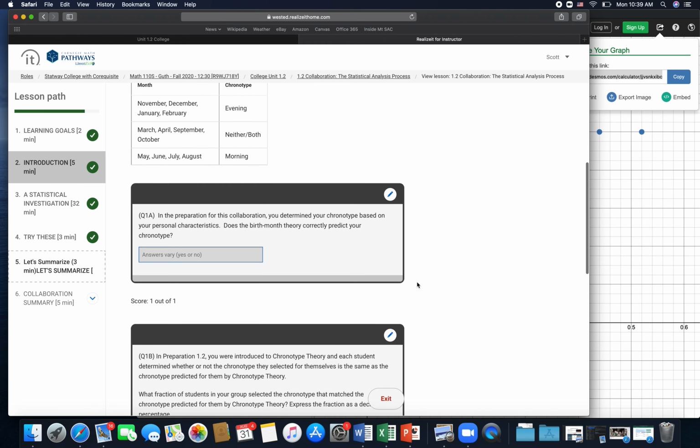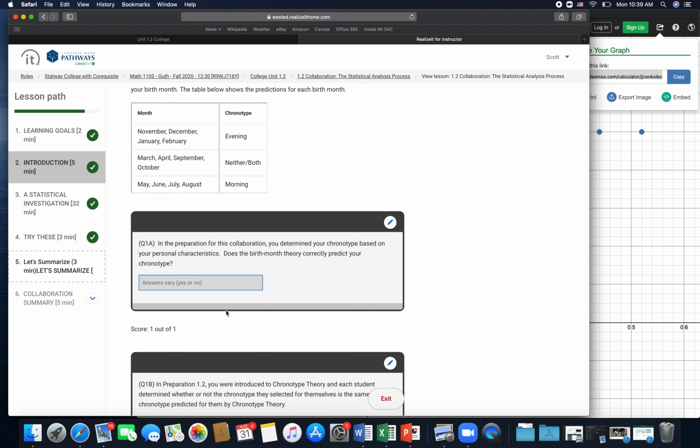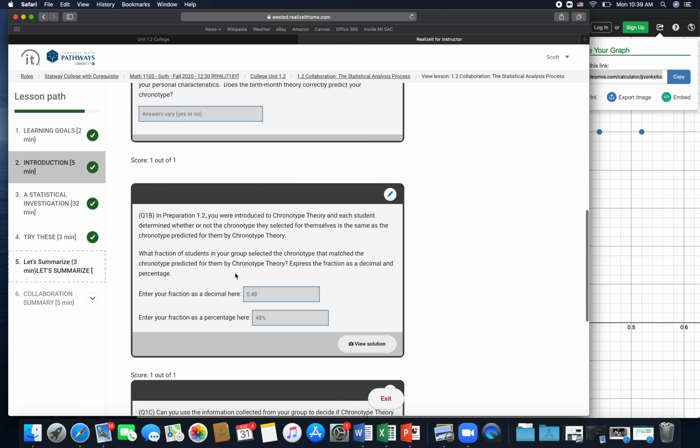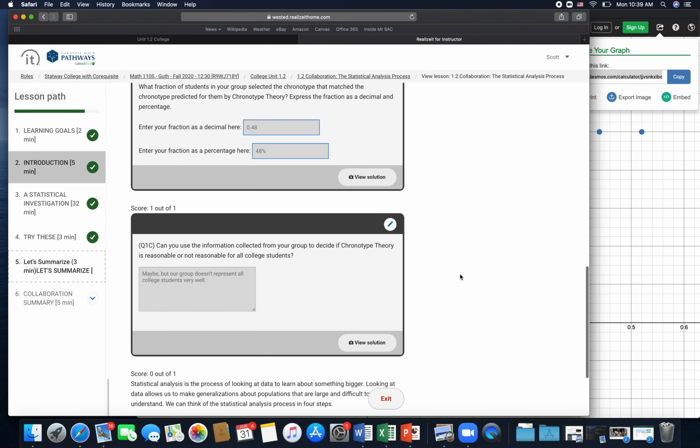Anyway, the lesson, as you remember, is on chronotype theory, and we know that people like to use birth months to predict your chronotype. And whether you got a correct prediction just depends on you. So your answer to question 1A here is going to be a yes or a no, and it just depends on how it went for you. One of my classes got 48% with correct predictions here. The other one I think had 54%. So your answer just depends on what class you're in.